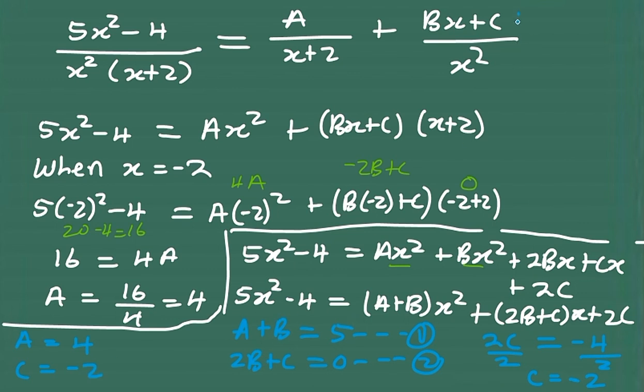Okay, so from equation 1, we have here a plus b equals 5. So this is going to be that b is equal to 5 minus a. We found a to be 4, so this will be 5 minus 4. Then the value of b is going to be positive 1. So here we have b equal to positive 1.